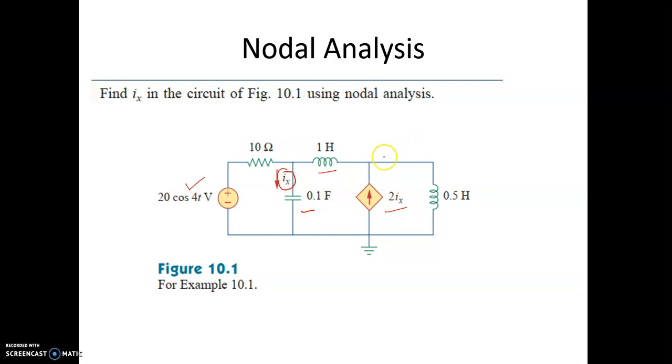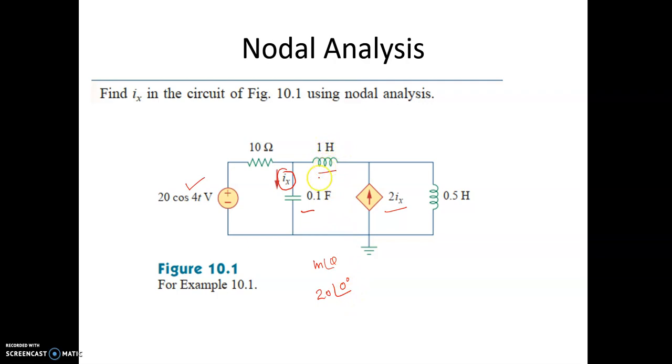So the first step is we have to convert the time domain into frequency domain, our phasor domain. First we have to convert this source. This is time domain, and we have to convert it into frequency domain, that is magnitude at an angle phi. In this one, 20 is the magnitude. The angle is 4t plus phi, where phi is 0. So 20 at an angle 0.